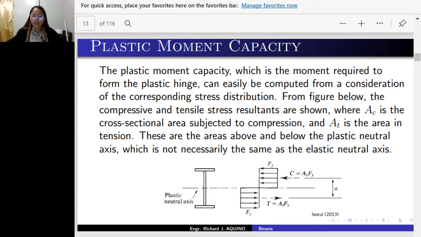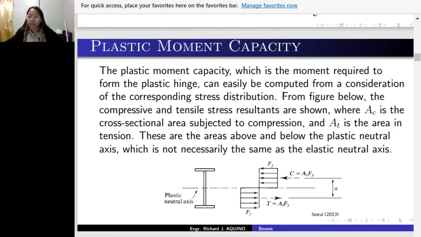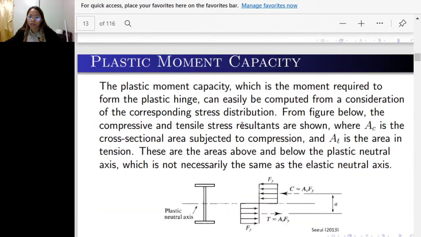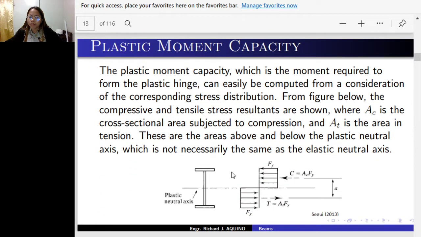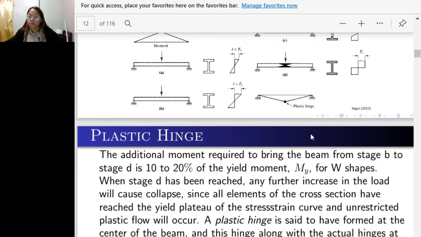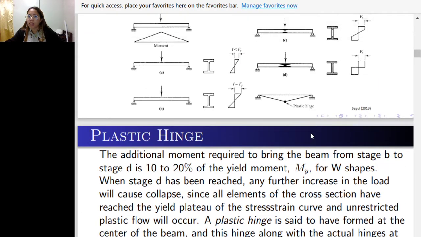So the plastic moment capacity, which is the moment required to form the plastic hinge, can easily be computed from the consideration of the corresponding stress distribution. As you remember from the previous discussion, as this load progresses, there will come a time when it reaches the plastic moment.